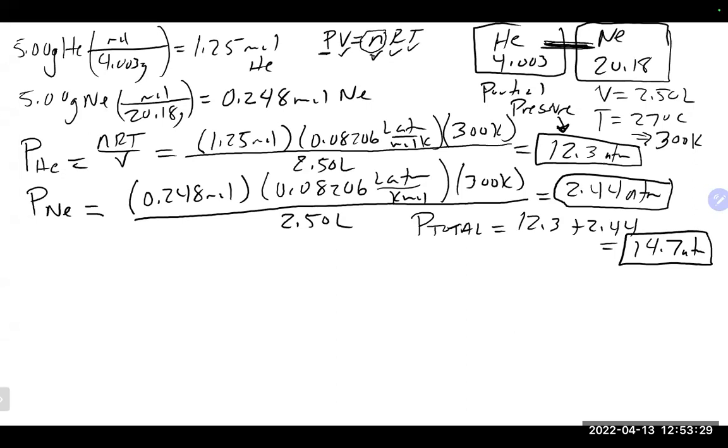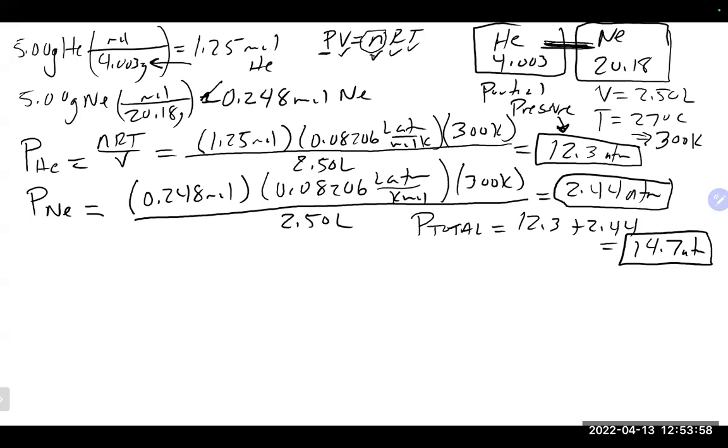The major contributor to the pressure in this mixture is which gas? It is the helium at 12.3 atmospheres, right? The reason for that, anybody have a guess? The reason is the molar mass: helium is 4 grams, neon is 20 grams. Helium is much, much lighter, which means it is flying around a lot faster and causing more collisions.